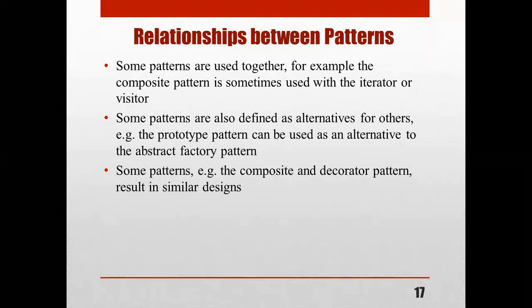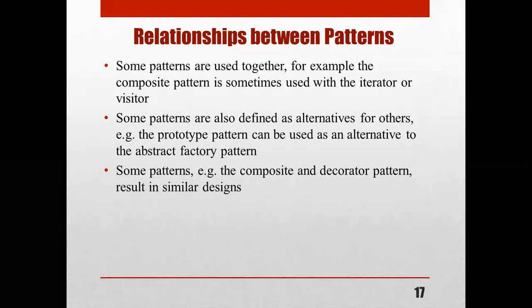Some patterns are also defined as alternatives for others. Alternative patterns: we can use a number of patterns instead of the selected patterns. Here you can see the example: the prototype pattern can be used as an alternative to the abstract factory pattern. So instead of using the abstract factory pattern we can use the prototype pattern also. These are the relationships between a number of patterns. We can use alternative patterns for a number of patterns.